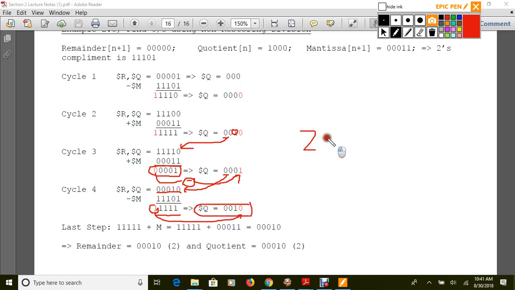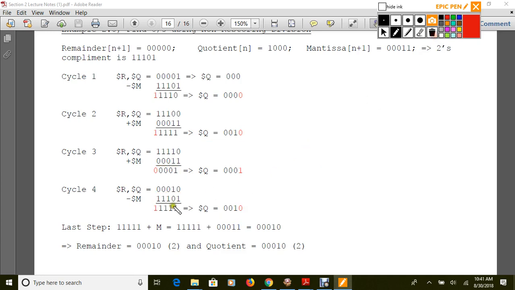So it's 2 remainder of 2. This is quotient, comma, remainder, where quotient is 2, right? The last part of that algorithm: the most significant bit is 1, so we restore to what it was before, and you will see that it's actually 2, as we expected.